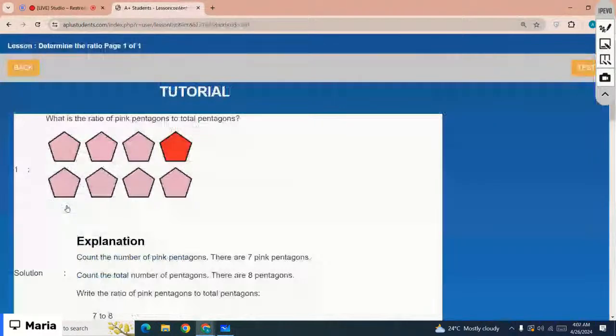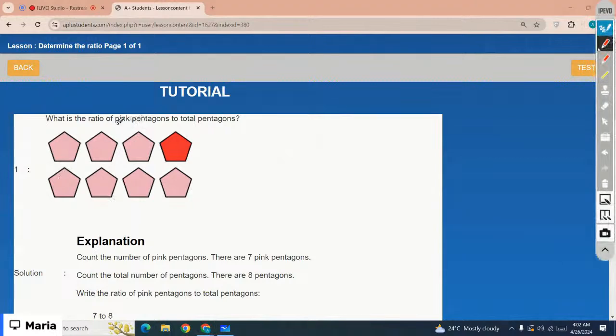What is the ratio of the pink pentagons to the total pentagons? So you have to see how many total pentagons are there. There are 1, 2, 3, 4, 5, 6, 7, 8 pentagons. And how many of them are pink? Ratio of pink pentagons to total. So you have 1, 2, 3, 4, 5, 6, 7 of the pentagons are pink, and the total pentagons is 8. Pink pentagons 7, so 7 to 8. Got it? Okay, let's just start with the test questions.